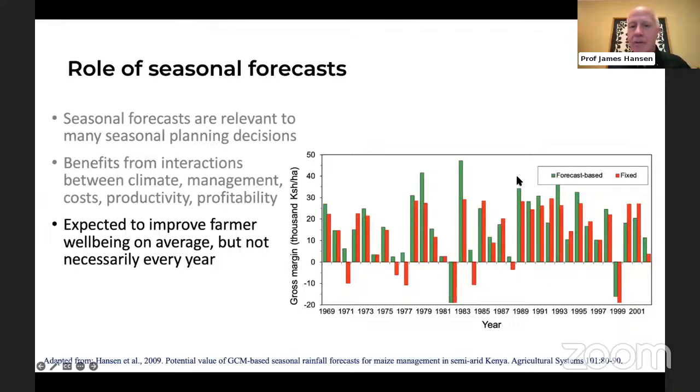And this graph, again from the same study, shows the gross margin for management that's optimized based on the forecast in green, or optimized on average in the red.